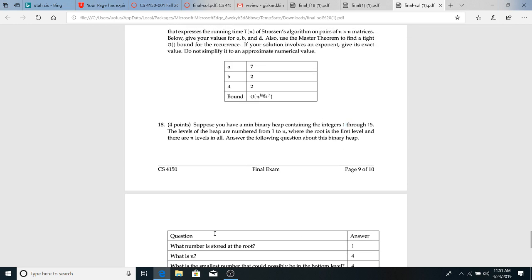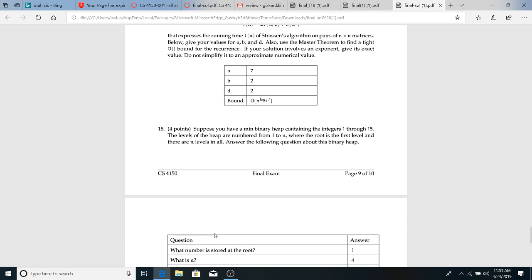So n, I believe, is talking about the number of levels here. So how many levels are there total? N levels in all. Since there's 16 elements, there should be 4 levels. Well, technically there's only 15 elements, but there should still be 4 levels, because you can fill 16 numbers with 4 levels.